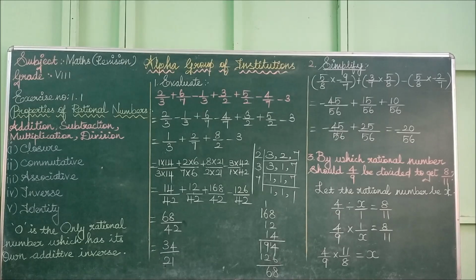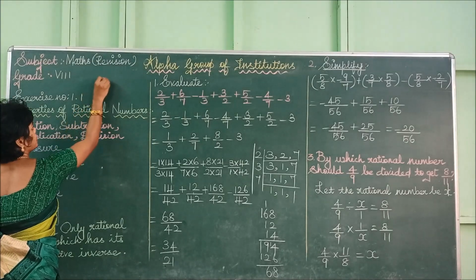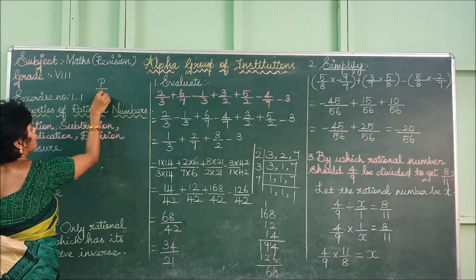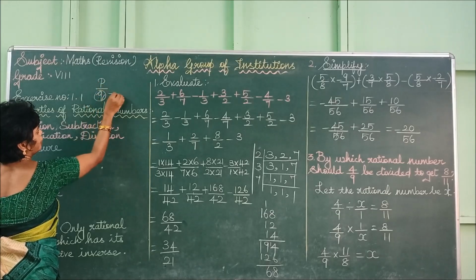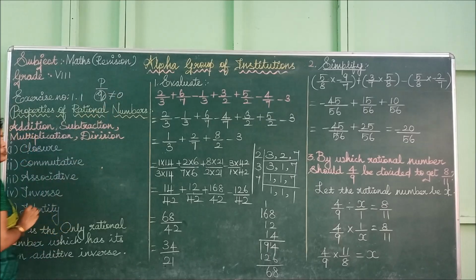Exercise number 1.1. So what is the topic in exercise number 1.1? Rational numbers. So what do you mean by a rational number? A rational number can be expressed in the form of P by Q, where this Q, the denominator value, doesn't equal 0. So P by Q, the Q value doesn't equal 0.